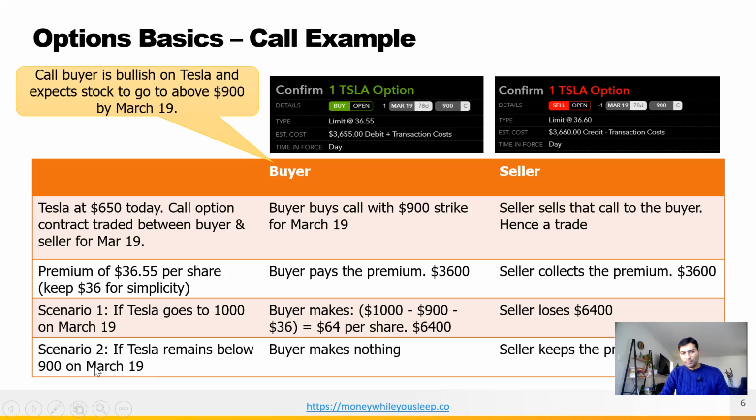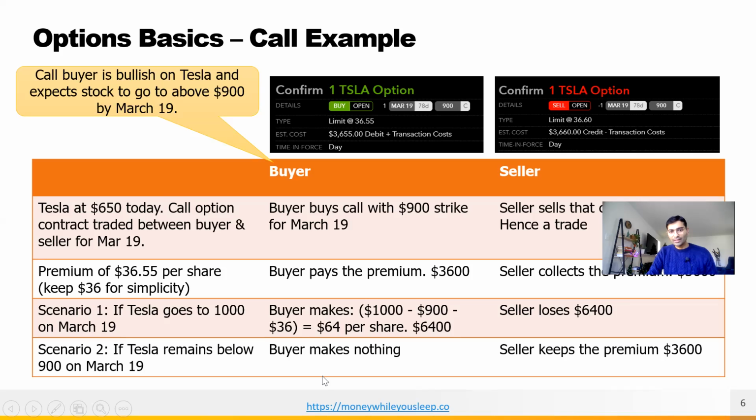So if Tesla remains below 900 on March 19th, what is going to happen? The buyer was betting that this Tesla stock will go above 900. I am pretty sure by March 19th it will happen. It is going to go up. But what happened? Tesla never went up. It is still below 900. It is still trading somewhere, wherever it is, but below 900. So in this particular case, the buyer has lost his bet. So he is not going to gain anything. In fact, given that he or she has paid $3,600, this is what will be the loss of the buyer on March 19th.